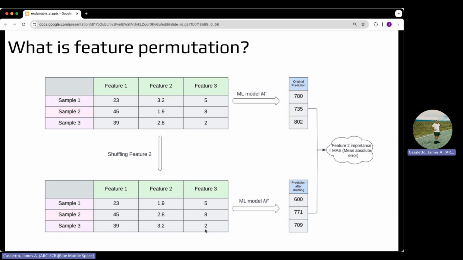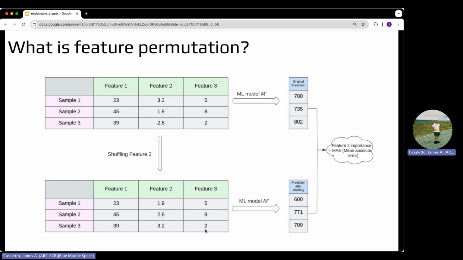First, you train your model using the full data set and measure its performance, whatever the metric is, accuracy, an F1 score, root mean squared error, etc., on a held out validation set or through cross-validation. This initial measurement serves as the baseline performance of the model. Then you perform the feature permutation.